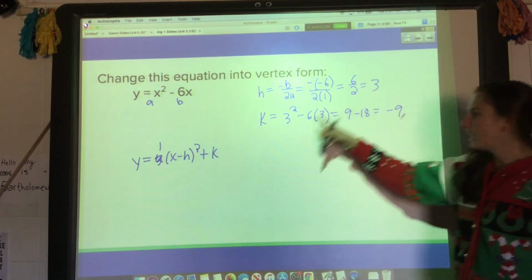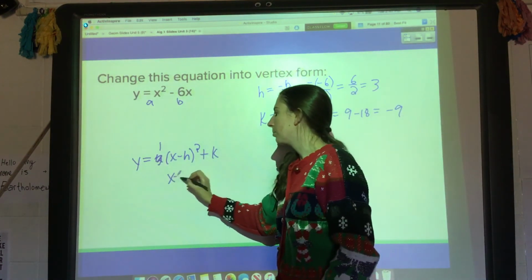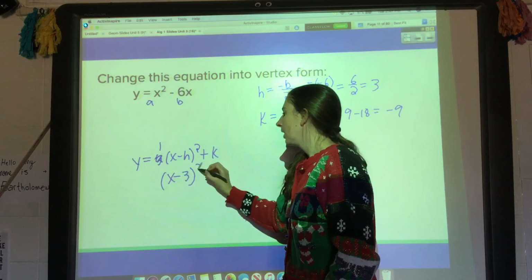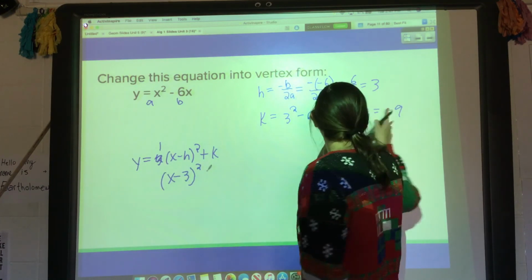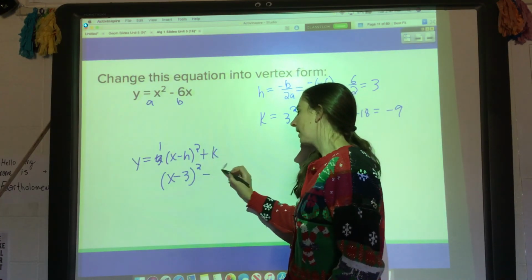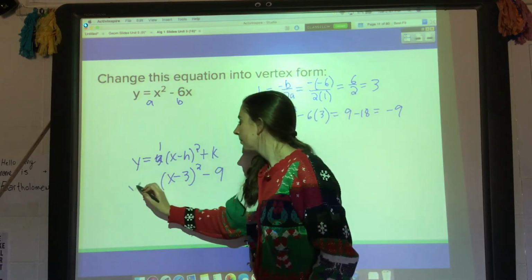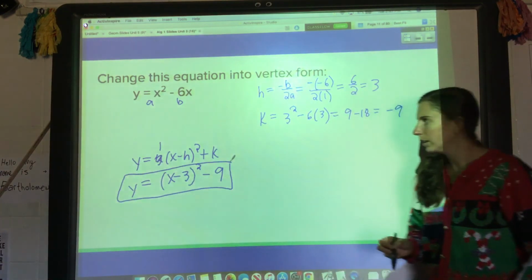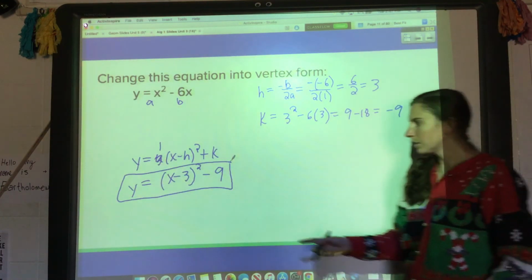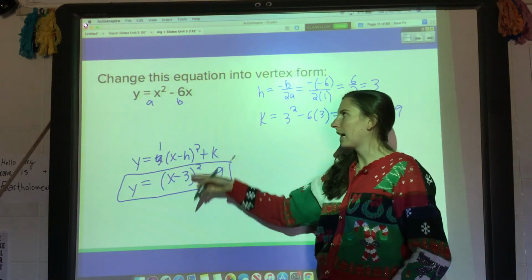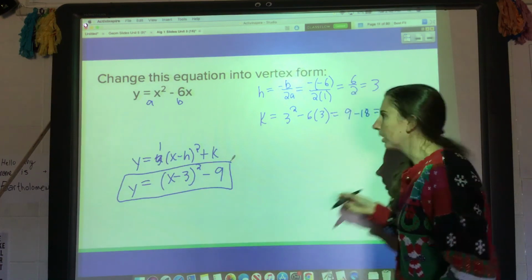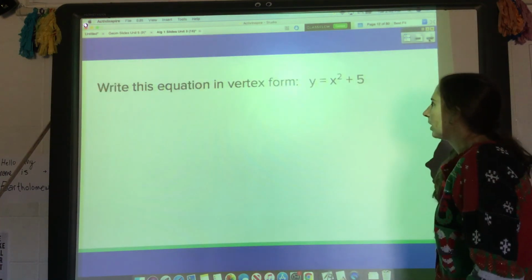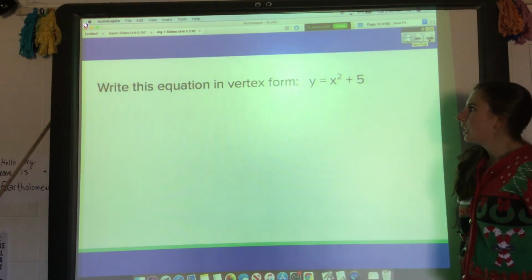Then put 3 in for h, so x minus 3. And then put minus 9 in for k, so minus 9. There's my final answer on that one. Again, you could always multiply this out and see if it actually gets back to here to make sure it worked. Okay, last one. Write this equation in vertex form.